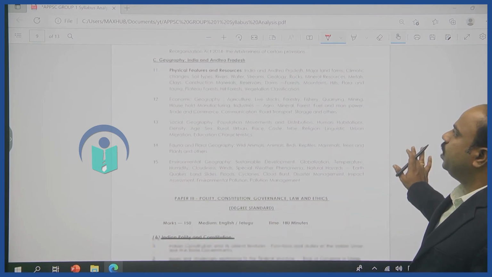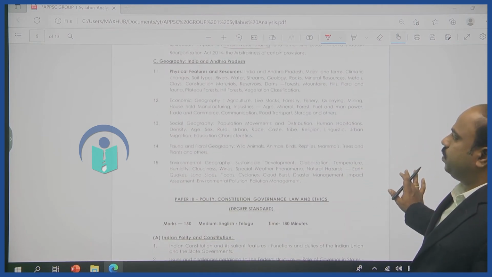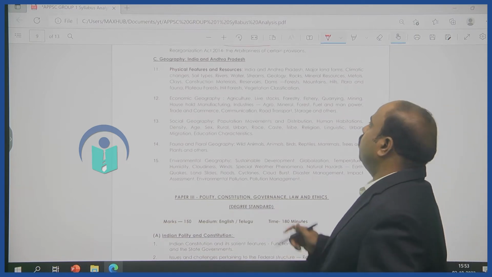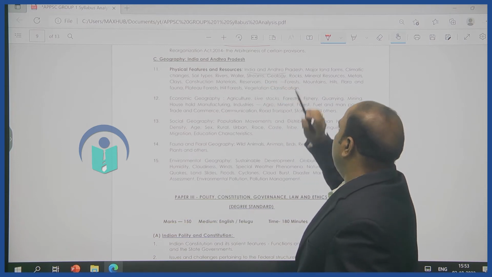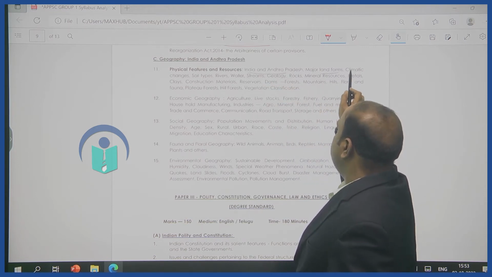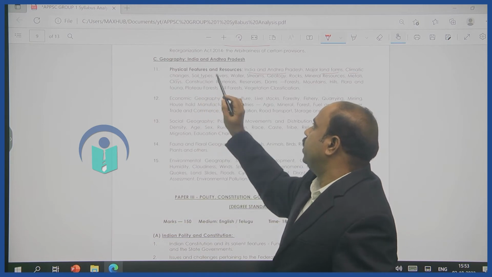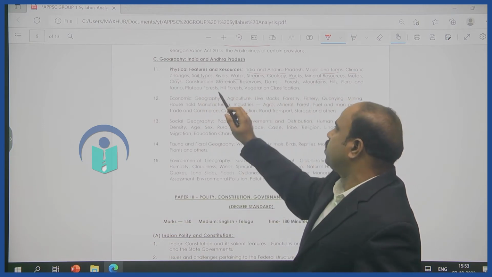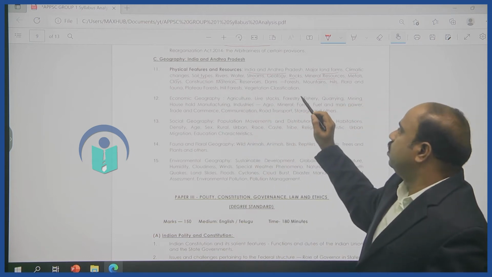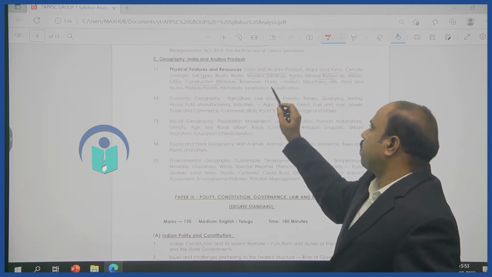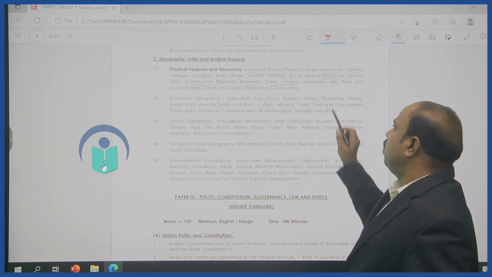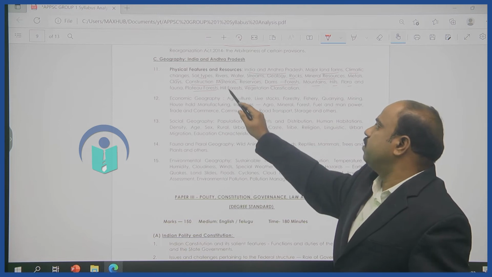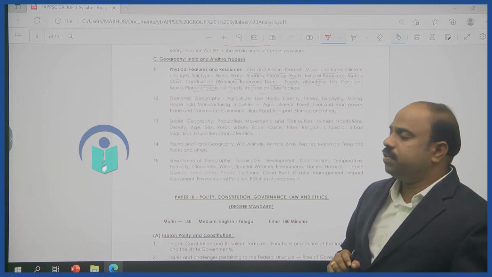The next, geography of Andhra Pradesh, okay, physical features and resources of Andhra Pradesh, okay, about India and Andhra Pradesh, major land reforms, climatic changes, soil types, rivers, water streams, the next rocks, mineral resources, metals, construction minerals, the next construction materials, reservoirs, dams, forest, mountains, hills, flora, okay, plateau forest, hill forest, vegetation classifications.